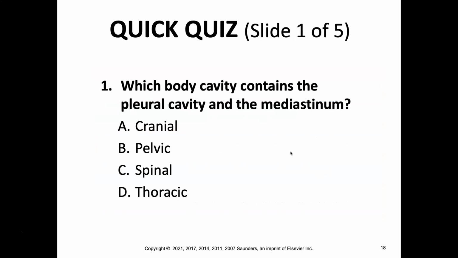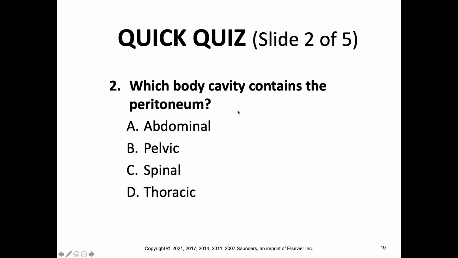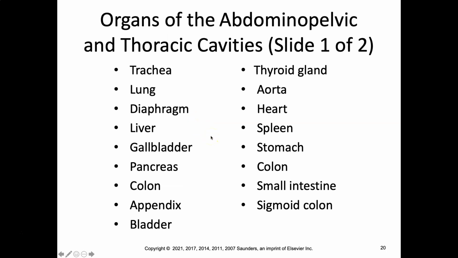So quick quiz, which body cavity contains the pleural cavity and the mediastinum? When you see the word pleural, think lungs, and that will help you answer this question. Which body cavity contains the peritoneum? Peritoneum covers abdominal. Hint, hint, hint. So anytime you see peritoneum, think abdominal. Those two go together.